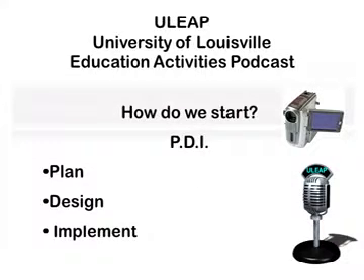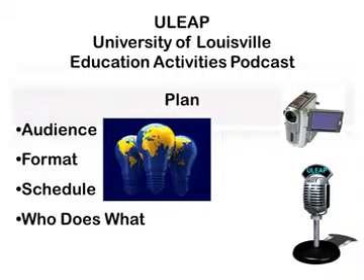So how do we start? We have to plan, we have to design, and we have to implement. So our first part of the plan is simple. We have to figure out who are we creating these files for? Who is our target audience? Are we targeting towards parents? Are we targeting towards potential parents? Are we targeting for the community? Who are we talking to?